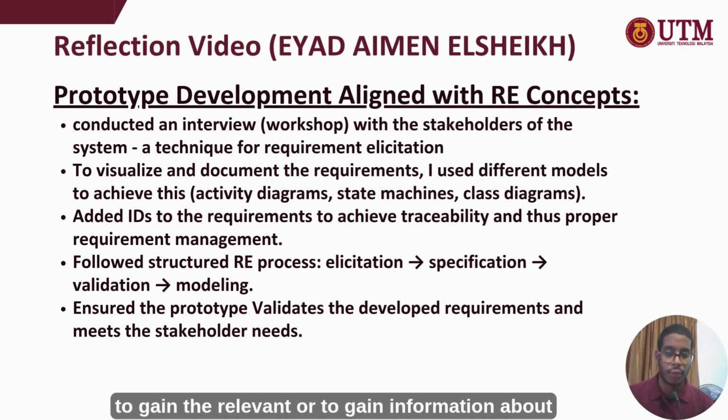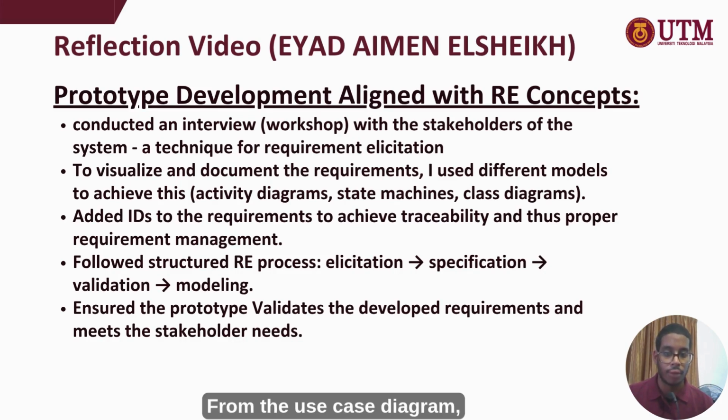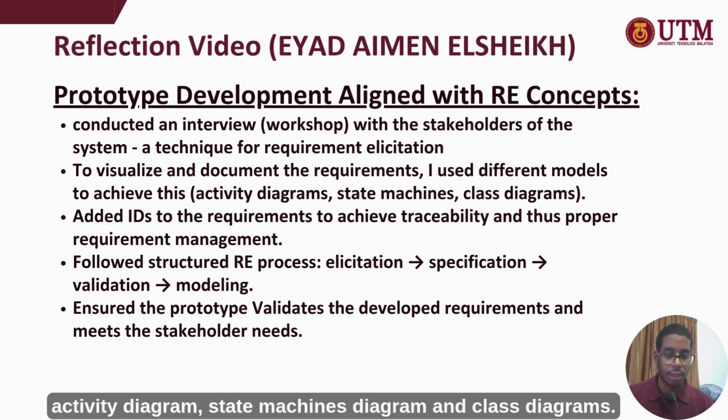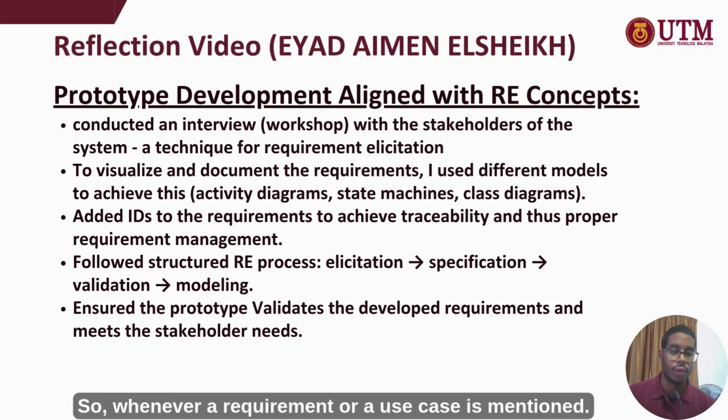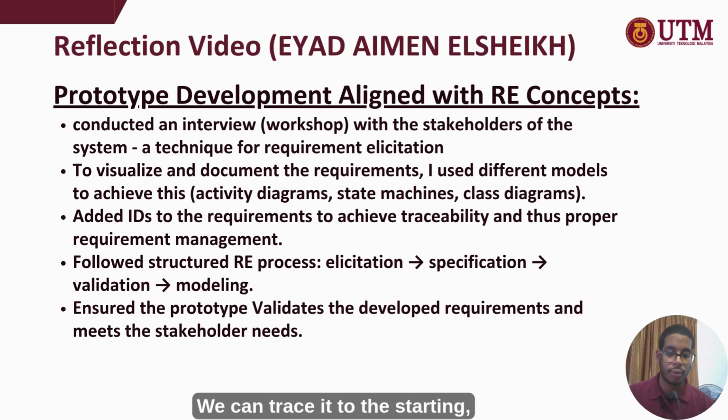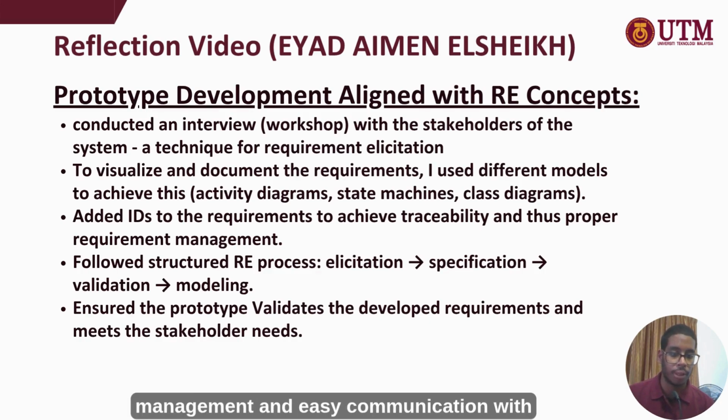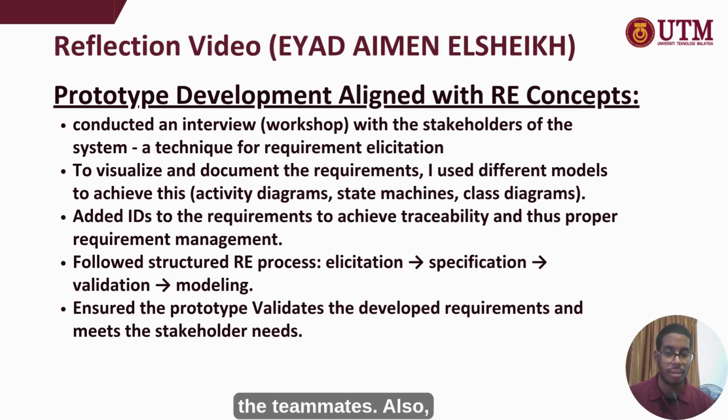So to gain information about the system and also the stakeholders. After we gain that information, we need to document it and visualize it. I use different models to achieve this: the use case diagram, activity diagram, state machine diagram, and class diagrams. After that, I also added IDs to requirements and use cases to achieve traceability. Whenever a requirement or a use case is mentioned, we can trace it to where it started, and thus it allows proper requirement management and easy communication with the teammates.